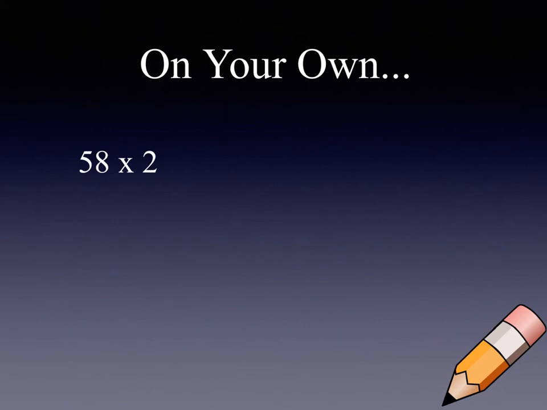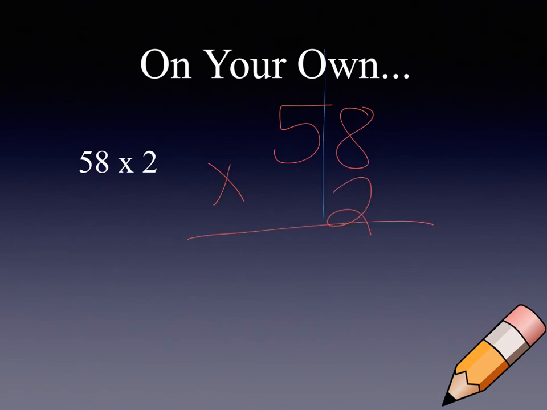All right, so I have one here for you to do on your own. So 58 times 2, go ahead and write that horizontally, 58 times 2, and make sure you line your place values up. You can even separate the place values if you'd like. Actually, I would suggest it.